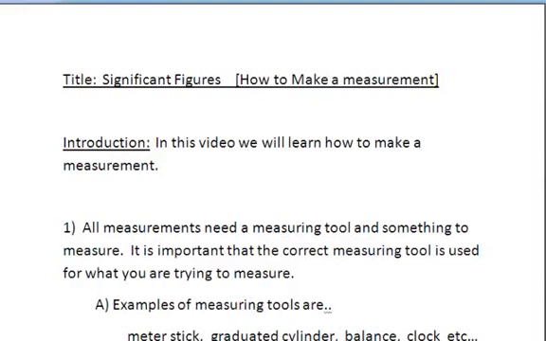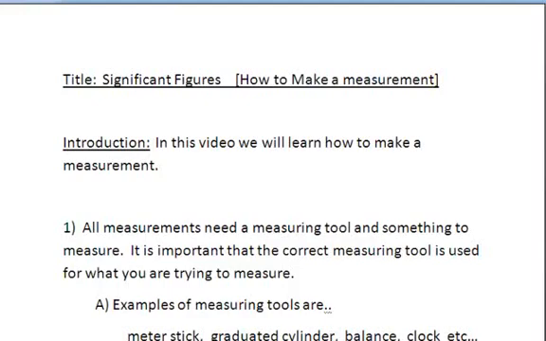The title of this video is Significant Figures, How to Make a Measurement. In this video we will learn how to make a measurement. You would think by high school students would be able to make a correct measurement, but sadly many can't, so we're going to go through this fairly simple video.